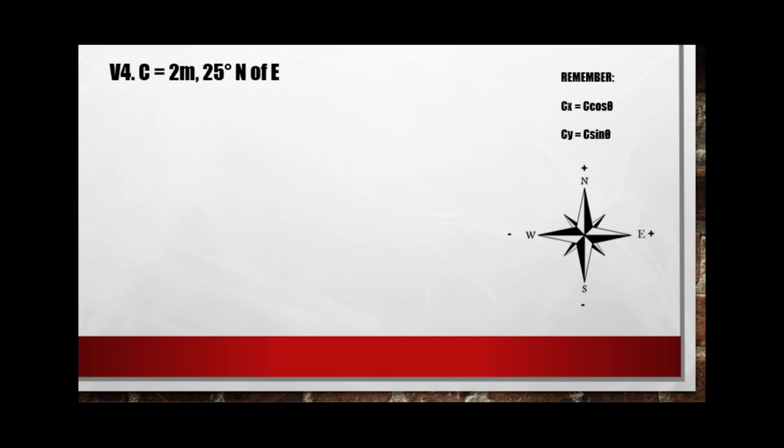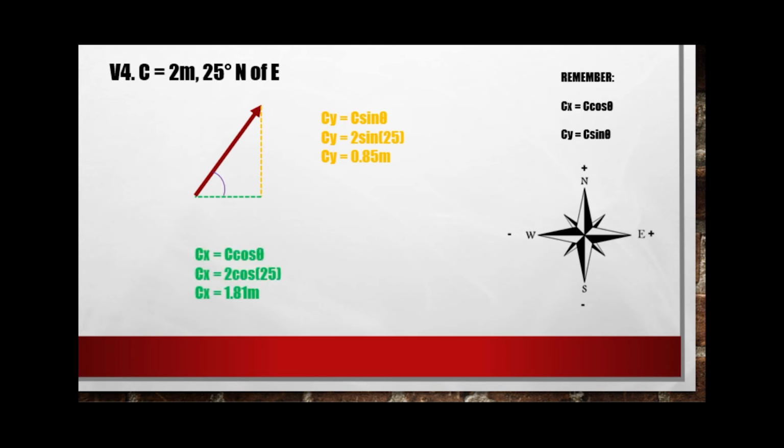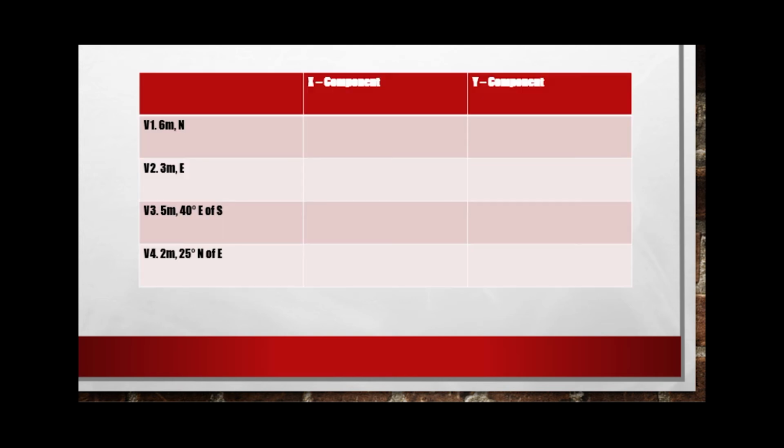Now, let's move on to vector 4. If it's north of east, the angle should start from east toward north. Let's solve for its y component first. Cy equals C sin theta, substitute and we get Cy equals 0.85 meters. Next, its x component. Cx equals C cos theta, substitute and we get Cx equals 1.81 meters. Since both the x and y components of vector 4 are headed towards the positive direction, which is north and east, they are both positive.